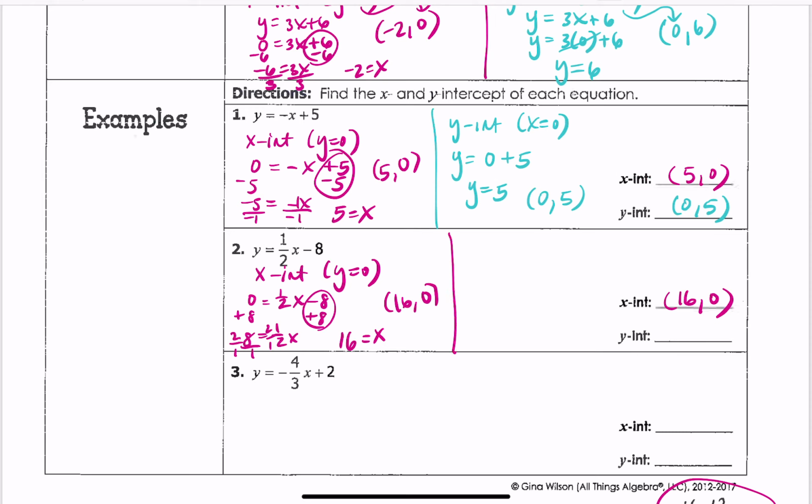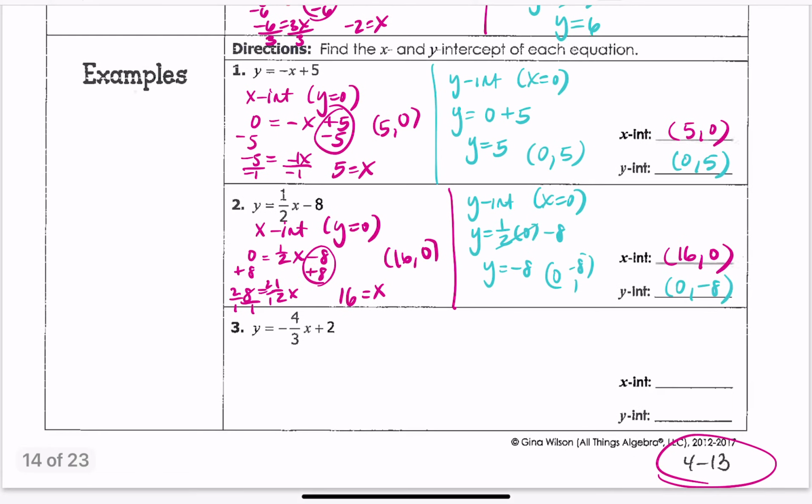And then I'm going to go to my y-intercept. I'm going to set x equal to 0. So y equals 1/2 times 0 minus 8. That becomes 0, so y is equal to negative 8. So for this y-intercept point, x is 0, y is negative 8: (0, -8).